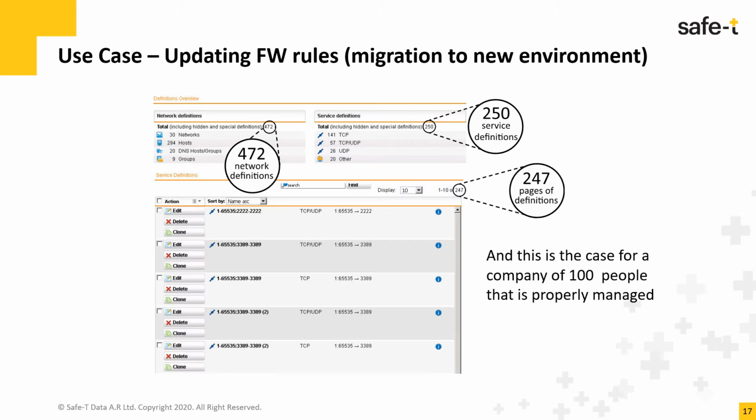To illustrate the challenge further, these are IP port VPN firewall rules that are based on address ranges. 250 service definitions and 472 network definitions. And this is for a company of 100 employees that is actually properly microsegmented and managed.